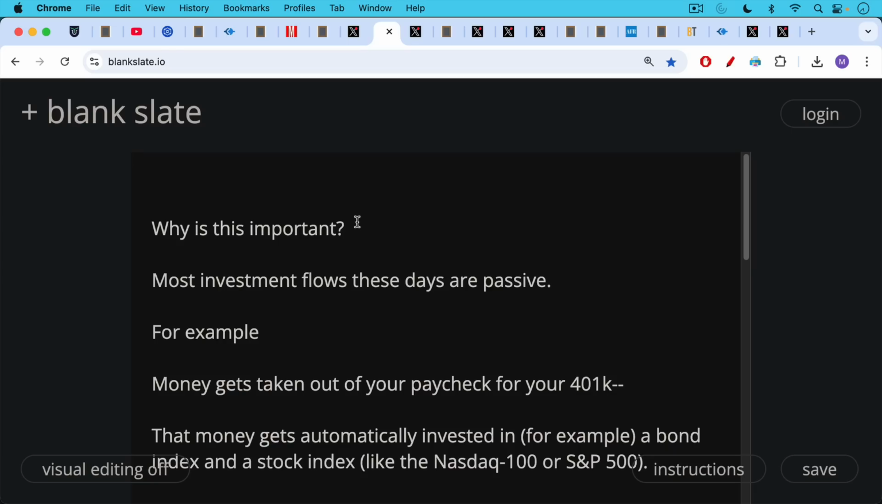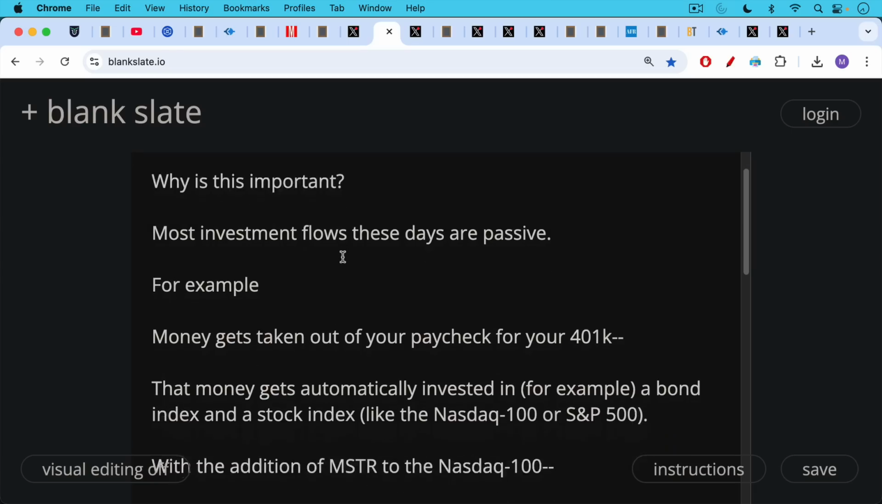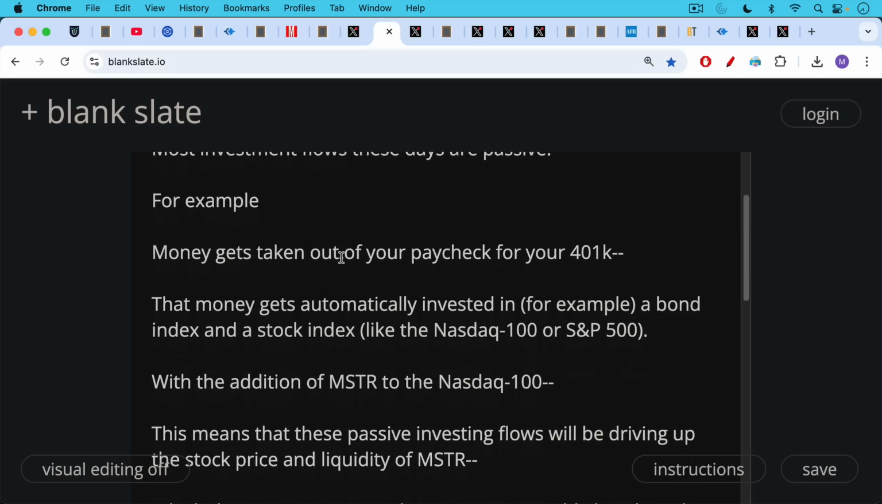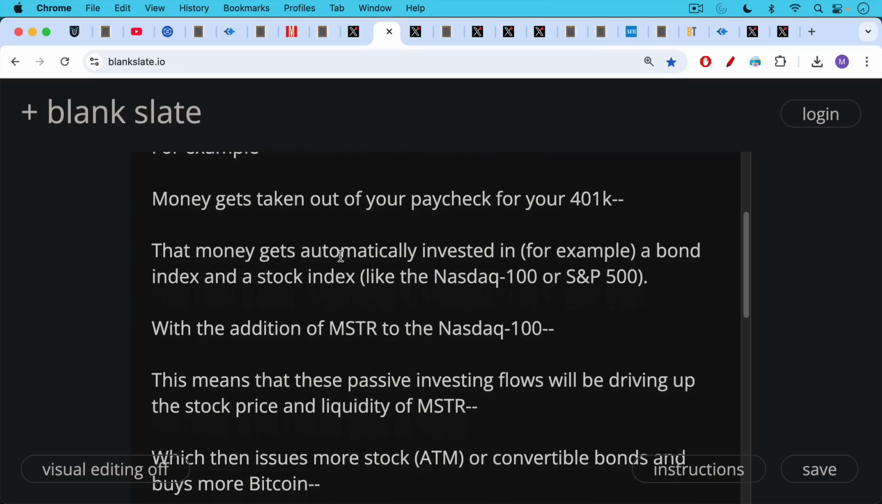So why is this important? As we said, most investment flows these days are passive. So for example, money gets taken out of your paycheck for your 401k in the US, and then that money gets automatically invested in, for example, a bond index, and then maybe a stock index like the S&P 500 or the Nasdaq 100.